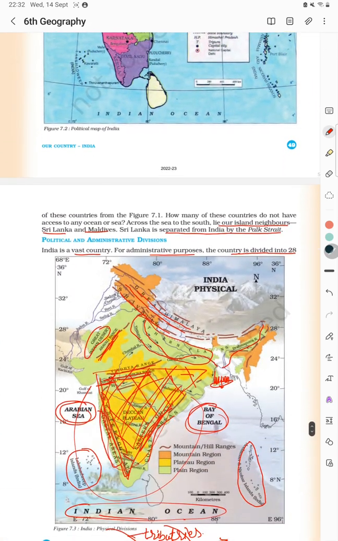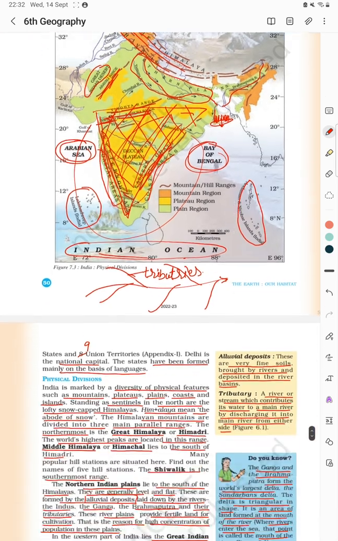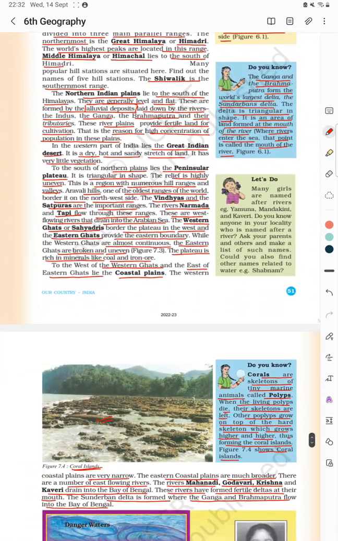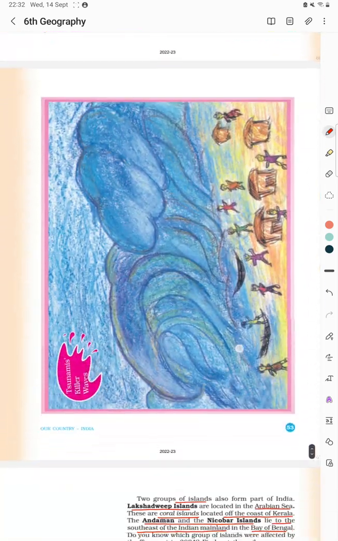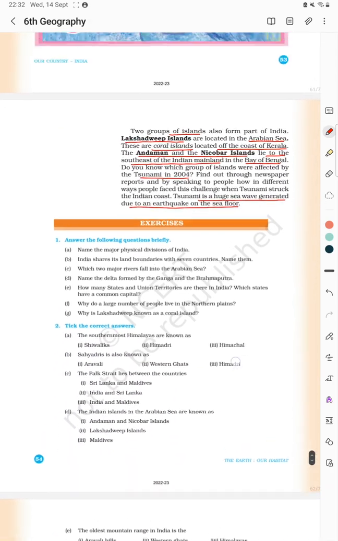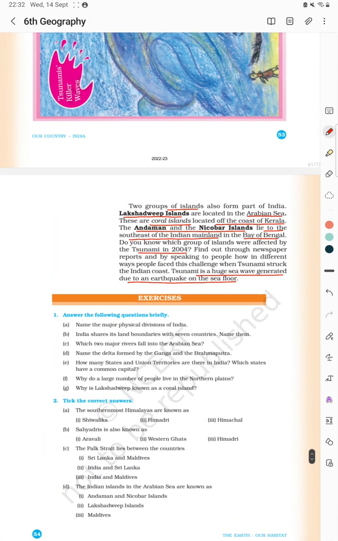So in the next lecture we will be completing our 6th class NCERT book. I hope this chapter is clear to you. Please try to solve the questions given at the end of the chapter. This will help you in developing your understanding.